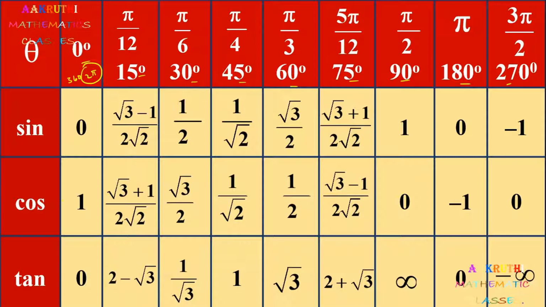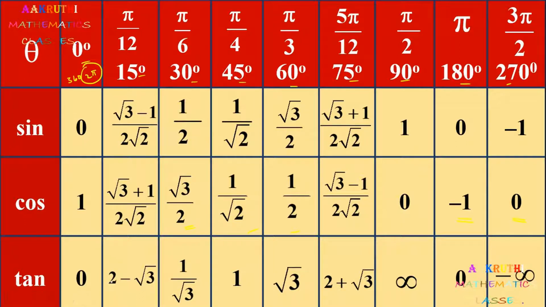Next it is cos values. So cos 0 is 1, and cos 15 degrees is root 3 plus 1 by 2 root 2, and cos 30 degrees is root 3 by 2, and cos 45 is 1 by root 2, and cos 60 is 1 by 2, and cos 75 is root 3 minus 1 by 2 root 2, and cos 90 is 0, cos 180 is minus 1 and cos 270 is again 0. And cos 360 is 1, which is the same as cos 0. And sin 360 is 0, which is the same as sin 0.